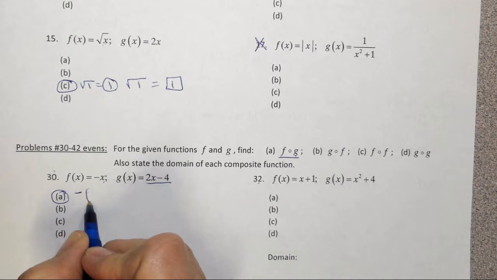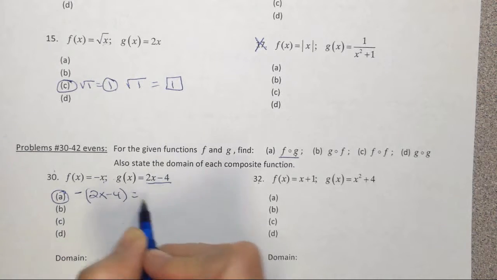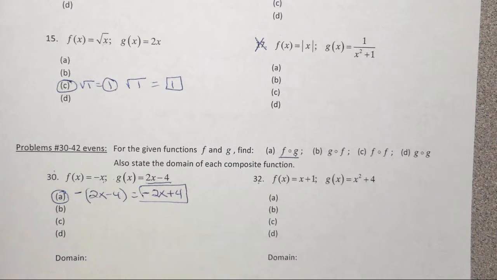So I have negative parentheses. I'm going to plug in 2x minus 4. I'm going to distribute, and I get negative 2x plus 4. And that's all you can do. You're going to do B, C, and D the same way.